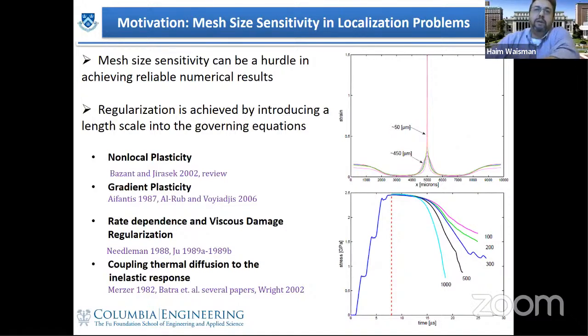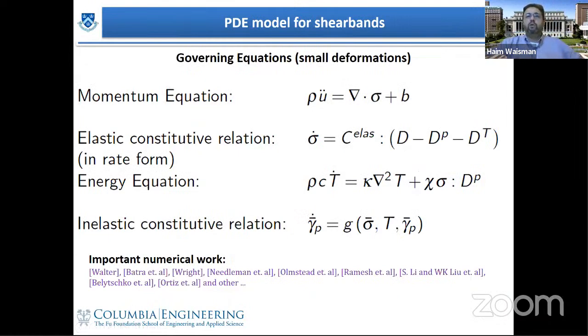And so people have proposed different methods for the regularization. For example, people propose to use non-local plasticity, gradient plasticity, introducing rate dependence, and also coupling thermal diffusion with inelastic response. So we essentially take the last approach here. And so what we propose to do is the following. We have here the governing equations of the model.